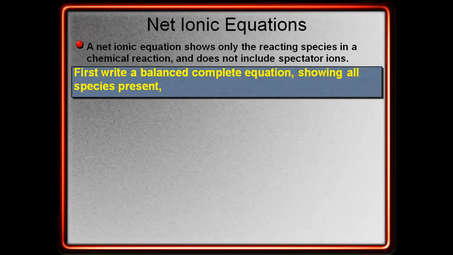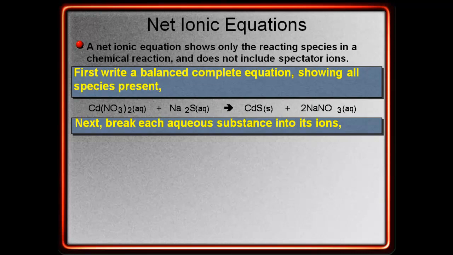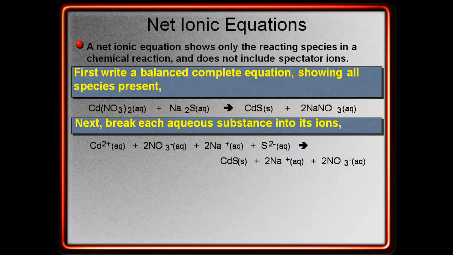First of all, you want to write a balanced complete equation showing all the species present. You want to make sure that you show all of the reactants and that you show all of the products and that the equation is balanced. Next, you want to break anything that is in aqueous form into ions, because if it's in aqueous form, that means that it is separated in ions in solution. So we can break down both of the reactants and one of the products. Now, the cadmium 2 sulfide is a solid, so we keep that as a compound. We do not break that up.